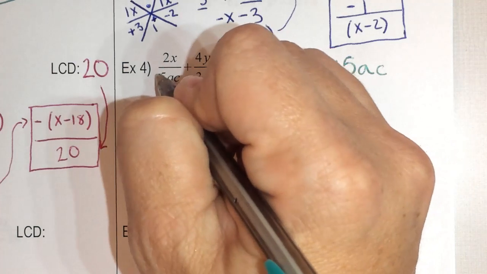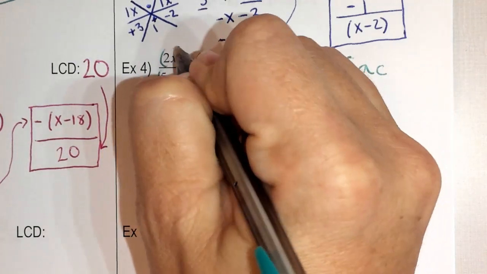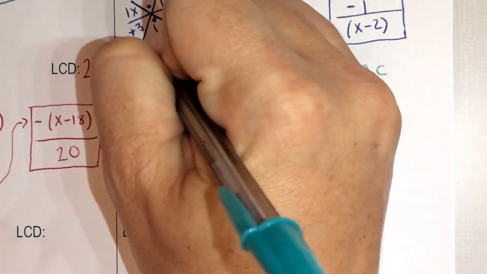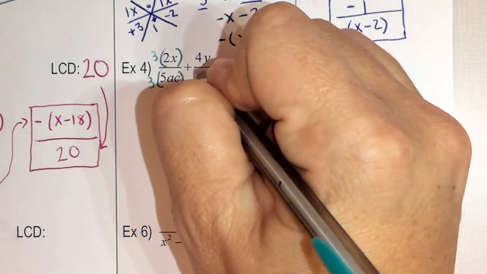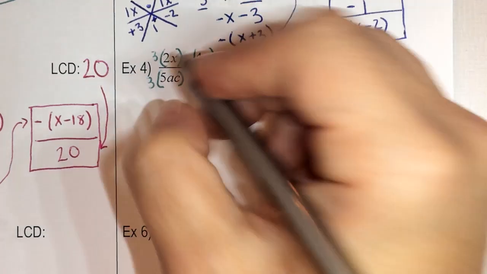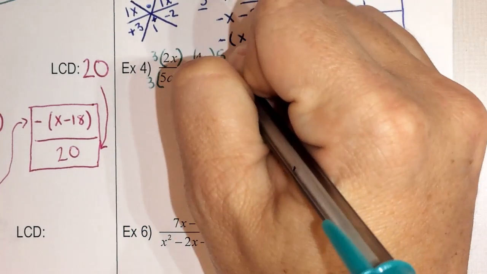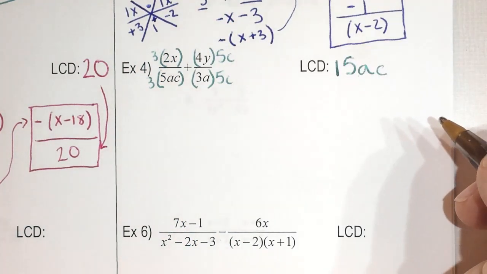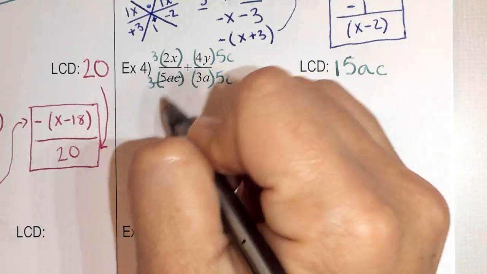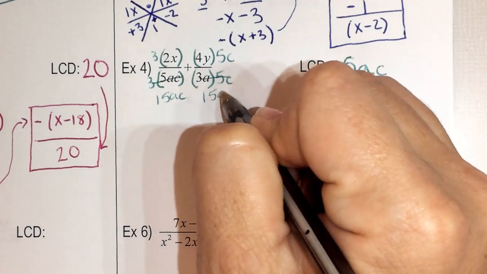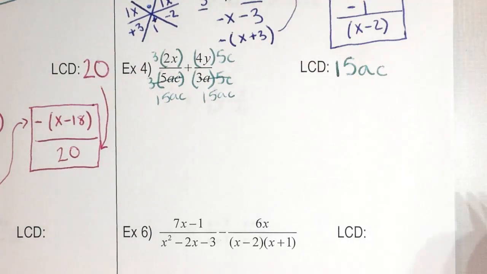Now, what do I multiply 5AC by to create 15AC? 3. So what I do to the bottom, I have to do the top. And what am I going to multiply 3A by to create 15AC? 5 what? C. Now, 3 times 5AC is 15AC. 3A times 5C is 15AC. So our denominator is good. And now we focus on our numerator.